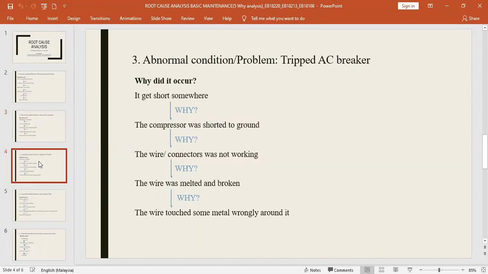The third problem is a tripped AC breaker. So why did it occur? Because it gets shorted somewhere. The compressor was shorted to ground. The compressor is the main part. So why was the compressor shorted?